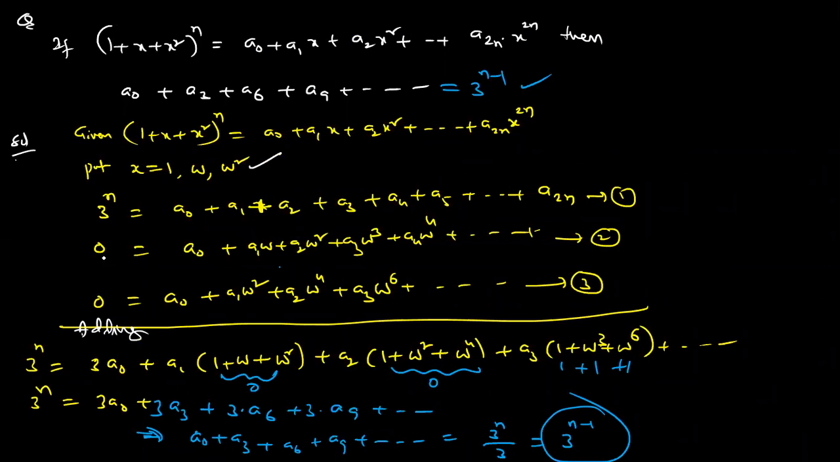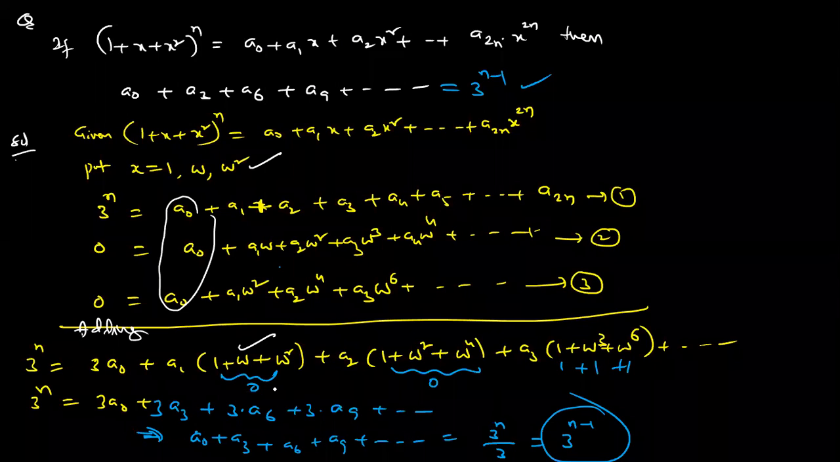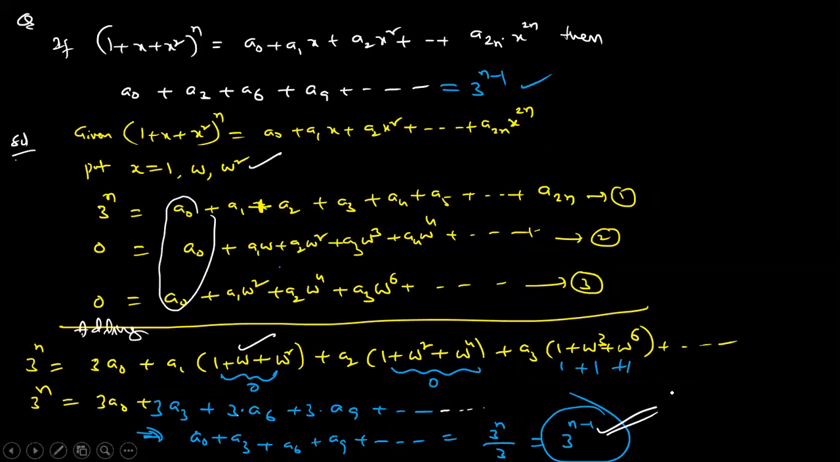Adding the corresponding equations, the left hand side is 3 power n, equal to a0 repeated 3 times, plus a1 into (1 plus omega plus omega square), plus a2 into and so on. 1 plus omega plus omega square is 0, and omega cube is equal to 1, so like that these terms are 0. We get 3a0 plus 3a3 plus 3a6 plus 3a9 and so on. Take 3 as a common factor, then divide by 3 on both sides. Finally we are getting 3 power n minus 1.